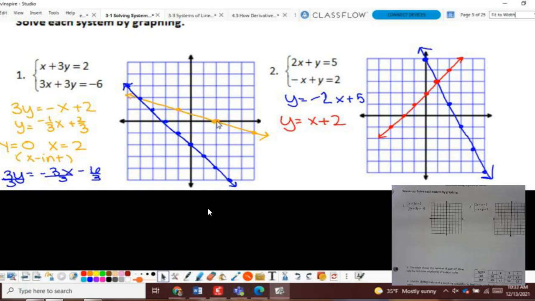So if you plug 0 for y in here, you get x equals 2. That means you can plot the point 2, 0, and then apply our slope of negative 1/3. So I went down 1 over 3, up 1, left 3, up 1, left 3, etc.